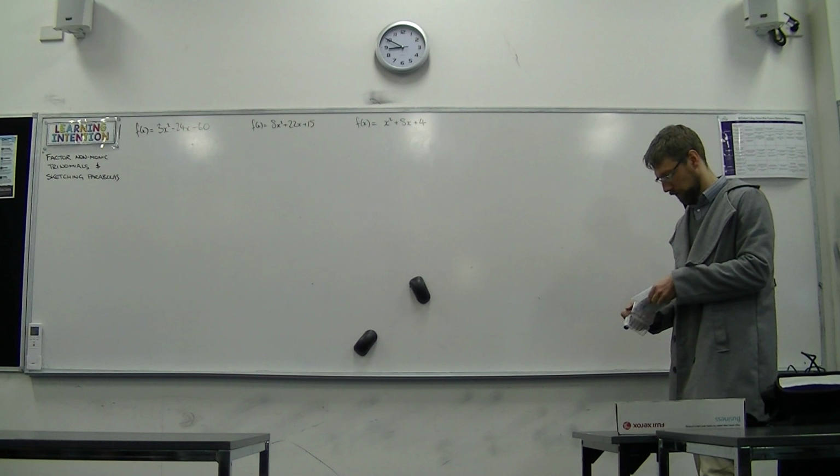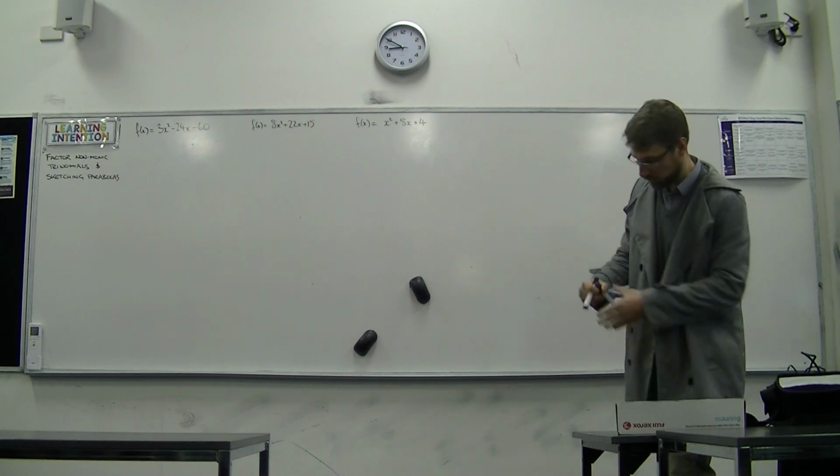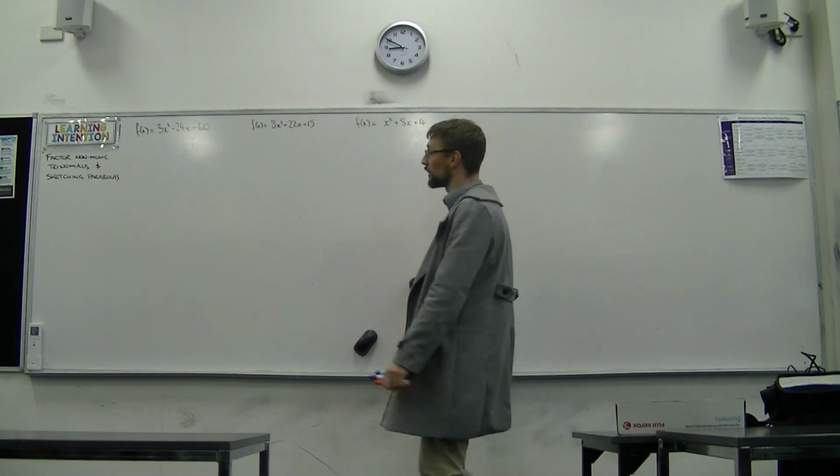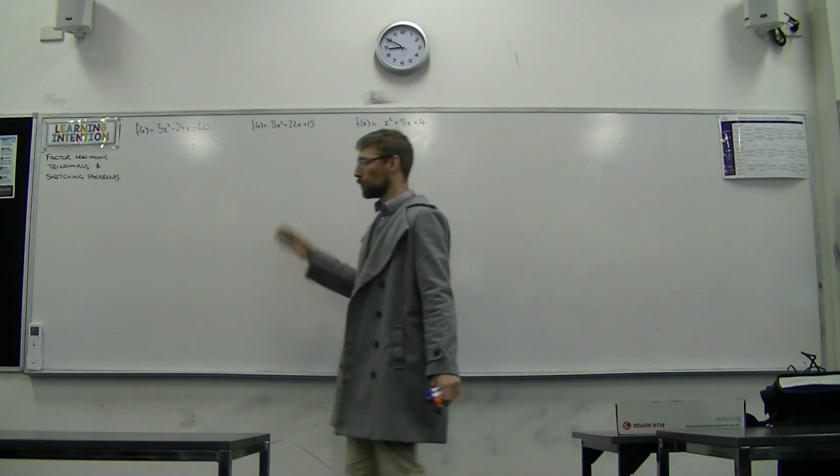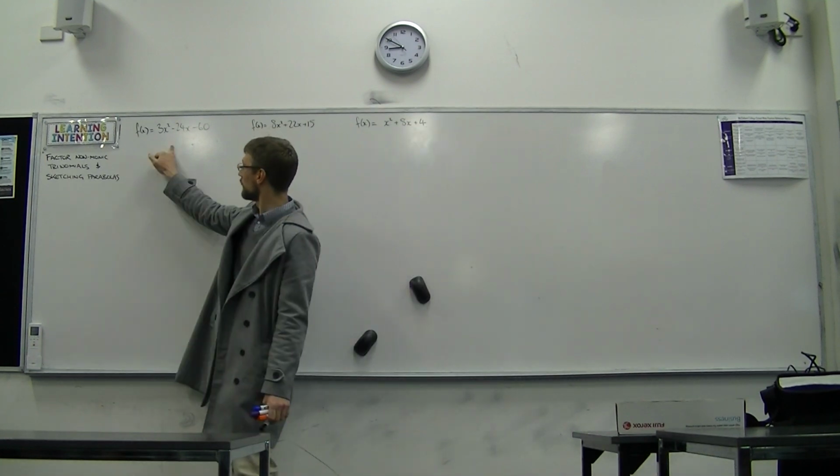Hopefully we're moderately okay with factoring what are called monic trinomials. Out of all the stuff we did last time, what's the difference between this and those?